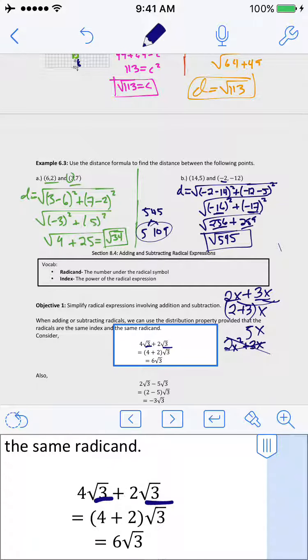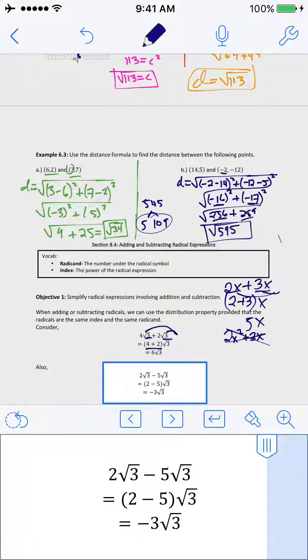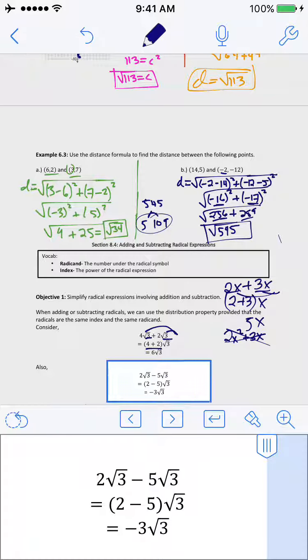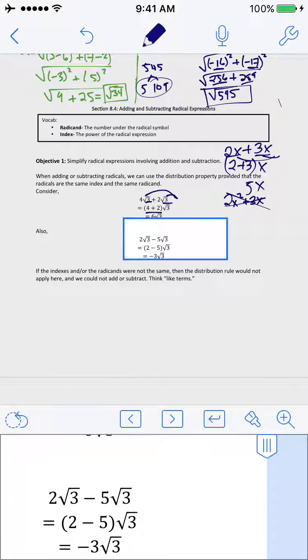If you look over here, these two guys have the same radical, the same root 3, right? Square root of 3. Because of that, I can use the distribution property, take it out, and I end up adding the coefficients in front. I get 4 plus 2, so 6 root 3. In other words, I have 4 root 3's and 2 root 3's. Together I have 6 root 3's. Same goes for subtraction. Just pull it out, right? So 2 plus negative 5, negative 3 root 3. It only works if you have the same radical, the same radical with the same index.